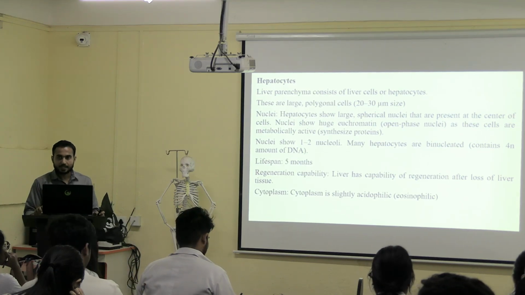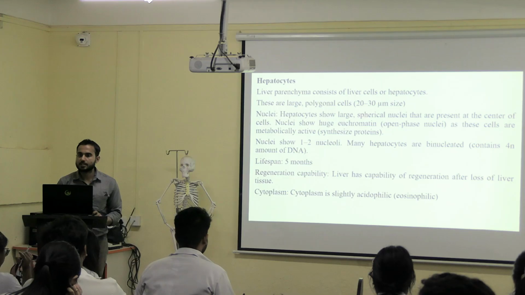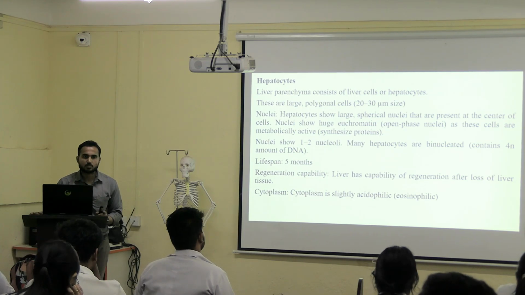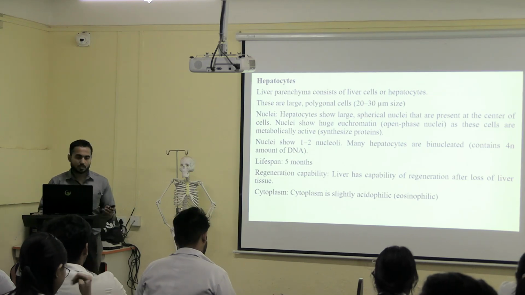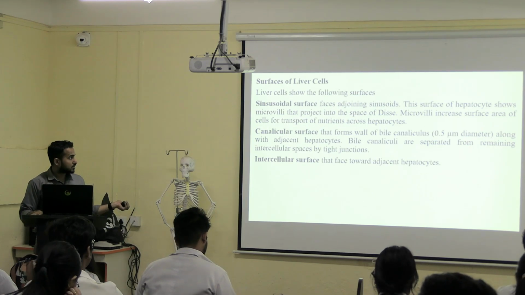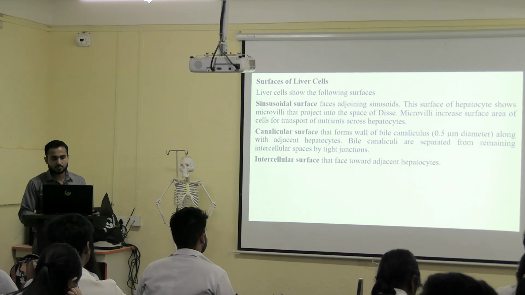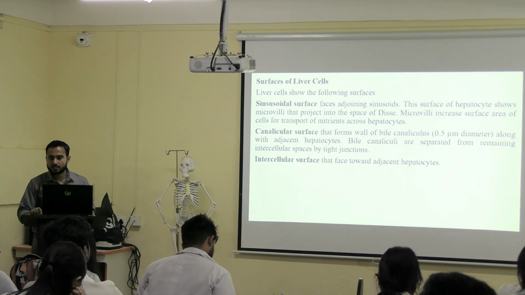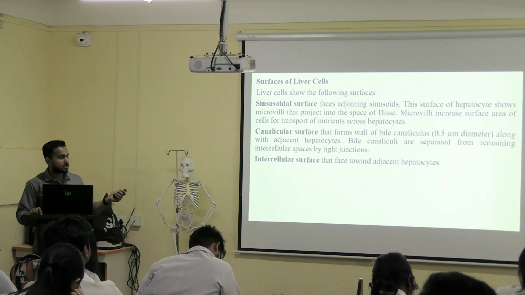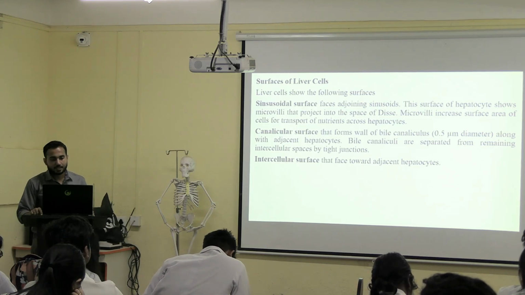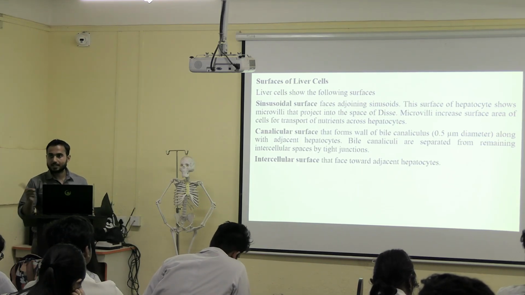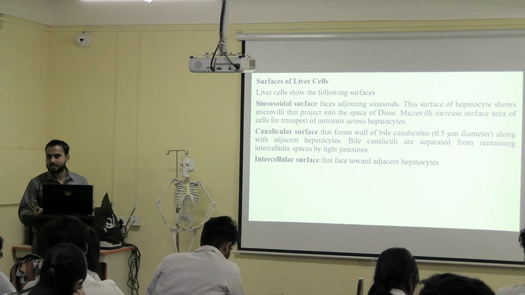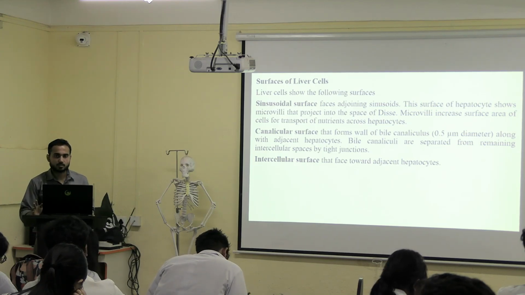This is the property. Next, the most important part of the hepatocytes: three surfaces are present on the hepatocytes. जो hepatocytes होता है उसका 3 surfaces होता है, and those are also very important. Now what are those 3 surfaces? First, sinusoidal surface, which is facing towards the hepatic sinusoid. Then canalicular surface, which is facing towards the canaliculi, and intercellular, towards the adjacent hepatocyte. So 3 surfaces are present in the hepatocytes.